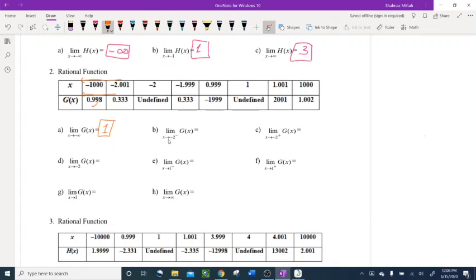Limit as x approaches -2 from the left of g of x. This is -2, and I'm only going to go from the left. When I go left, you know there is a hole there, right? That's a hole because it's undefined. So I'm going to get arbitrarily close here. Arbitrarily close is this, from the left. So I'm going to pick 0.333.